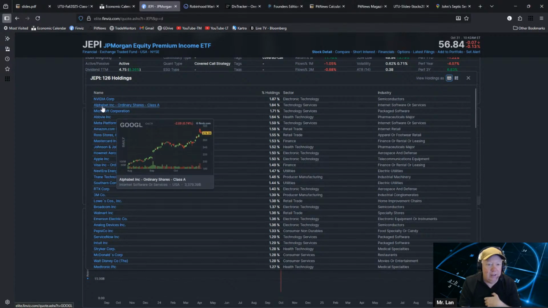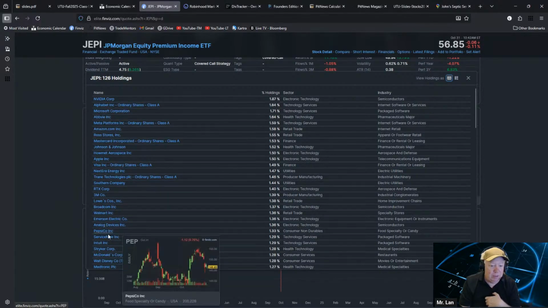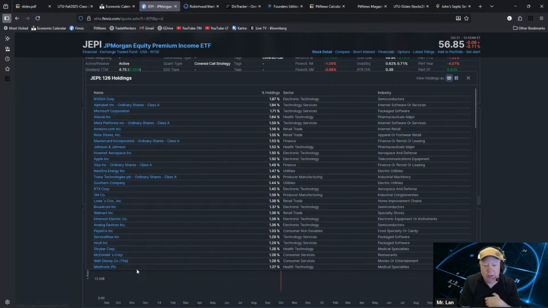NVIDIA, Alphabet, Microsoft, AbbVie, Home Depot, 3M, Lowe's, PepsiCo, Intuit, McDonald's, Medtronic, or whatever. And look, they like 1.87% in NVIDIA and 1.27% in Medtronic. So they're spreading it out at a different rate too. They're not putting in equal amounts of money. So they kind of pick and choose for you, and they decide what they want to put their money into, and then they'll take some out and put some new ones in, and they'll modify and change up this basket of funds.